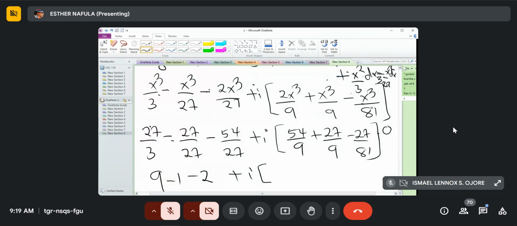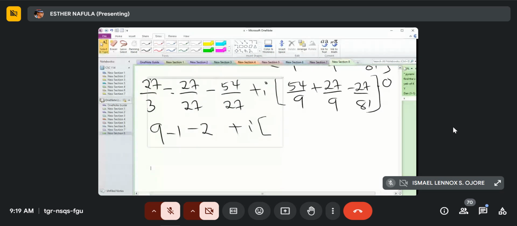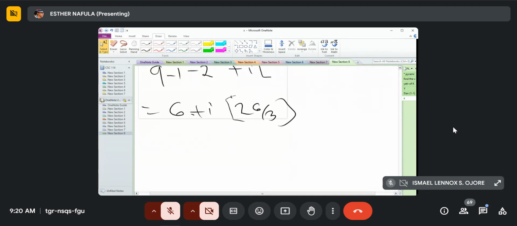what do we have? 9 minus 1 minus 2 is 6, plus i times 81 over 9 minus 27 over 81. 26 over 3. 26 over 3. So you get the answer as 6 plus 26 over 3 i.